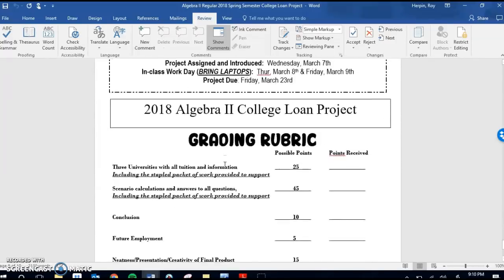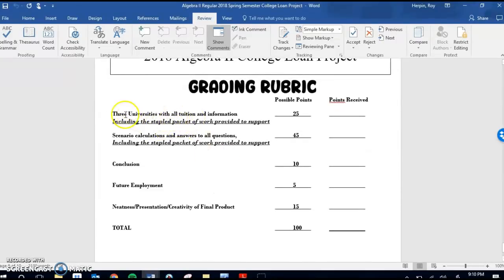Okay, so again, a couple things. Having the information about the 3 universities is 25% of the grade. It's 25 points. The scenario and the calculations, all that stuff that you chose, is 45% of it. That's the meat of it. That's the math portion. If you don't have your work, that's part of the credit, so you need to do that. Your conclusion is 10 points.